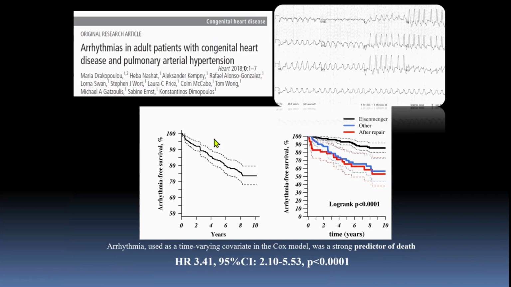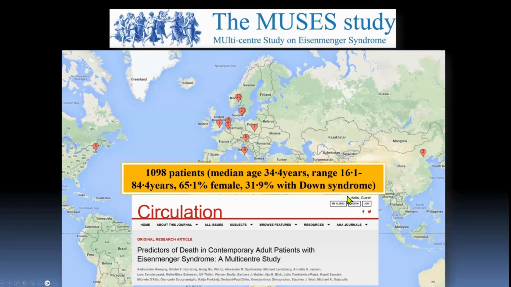We showed this with Maria Dracopoulou from Greece, showing that in pulmonary hypertension congenital disease, including lots of Eisenmengers, we had lots of arrhythmia, and patients with arrhythmia were at increased risk of death, not only because arrhythmia is a marker of progressive disease, but also because arrhythmia triggers decompensation and can cause early heart failure, rapid heart failure, and death. Cardioversion in a specialist center is recommended. Now, the biggest data in Eisenmenger patients is from this study by Alexander Kemeny. This is a multi-center study.